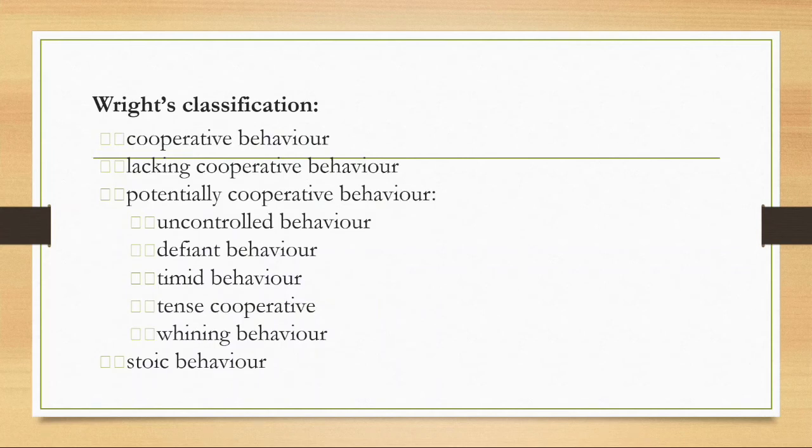Then we have another classification, that is Wright's classification. They are cooperative, lacking cooperative ability, potentially cooperative. Under that we have uncontrolled, defiant, timid, tense, whining behavior and stoic.